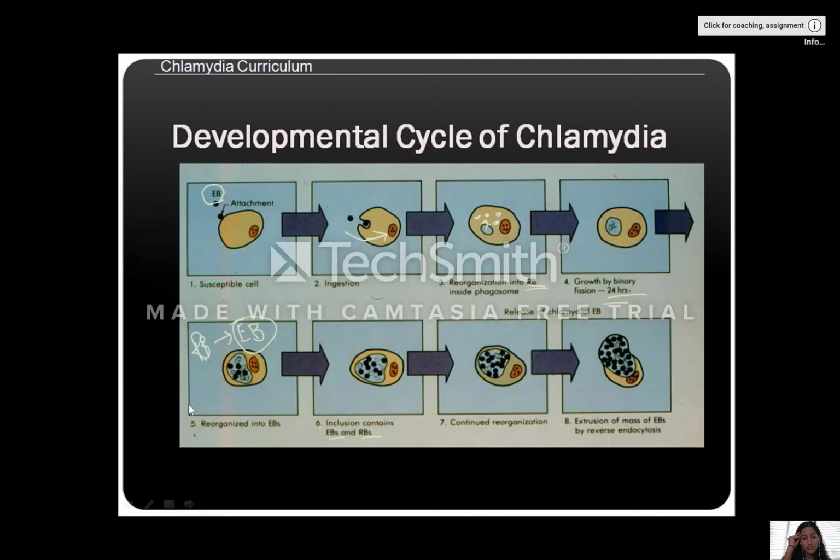Now they continue the reorganization, and after a certain time, when the environment is ready to release all these materials, they will open this vesicle and release them outside. So now we get many more bodies coming out, and they are ready to again attack another healthy host cell, and the cycle will continue like this.